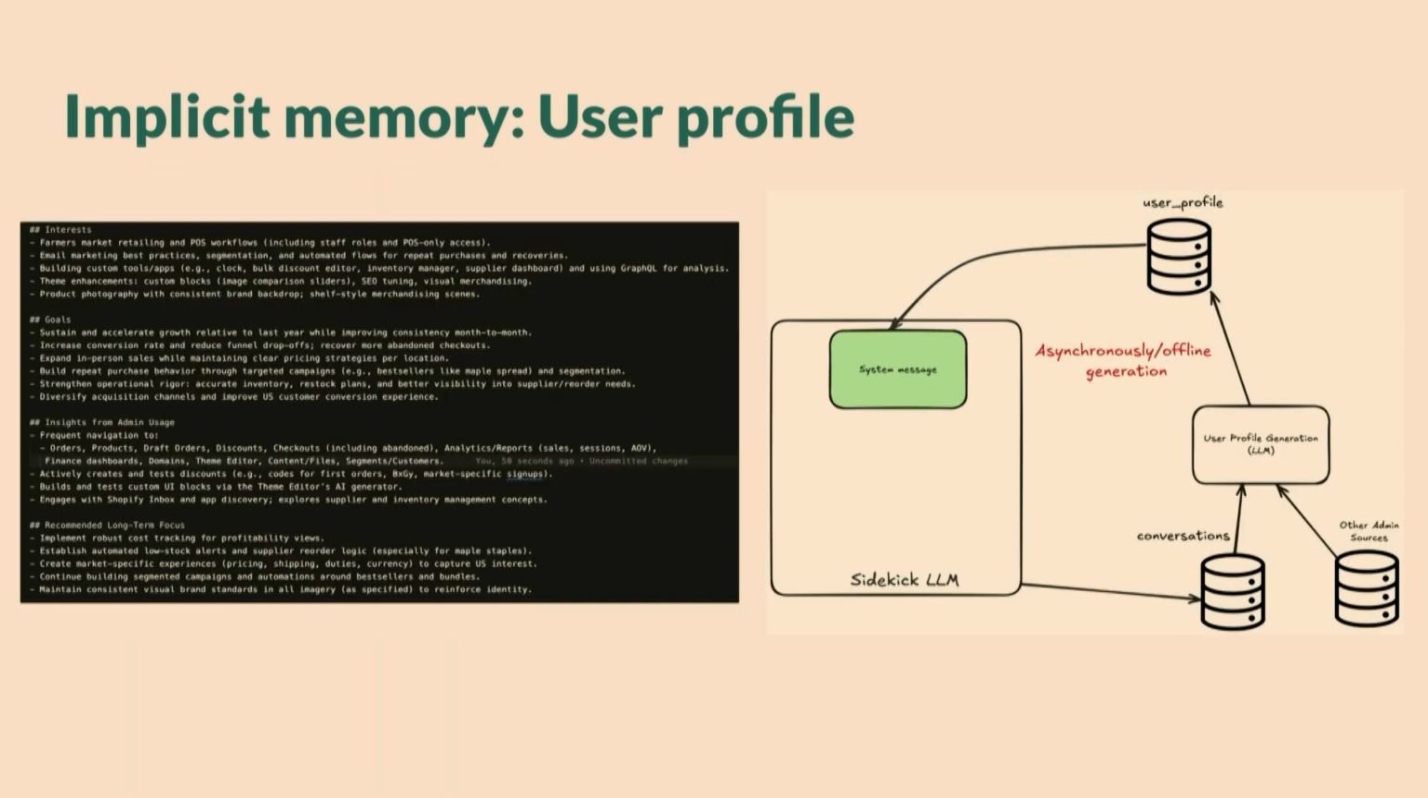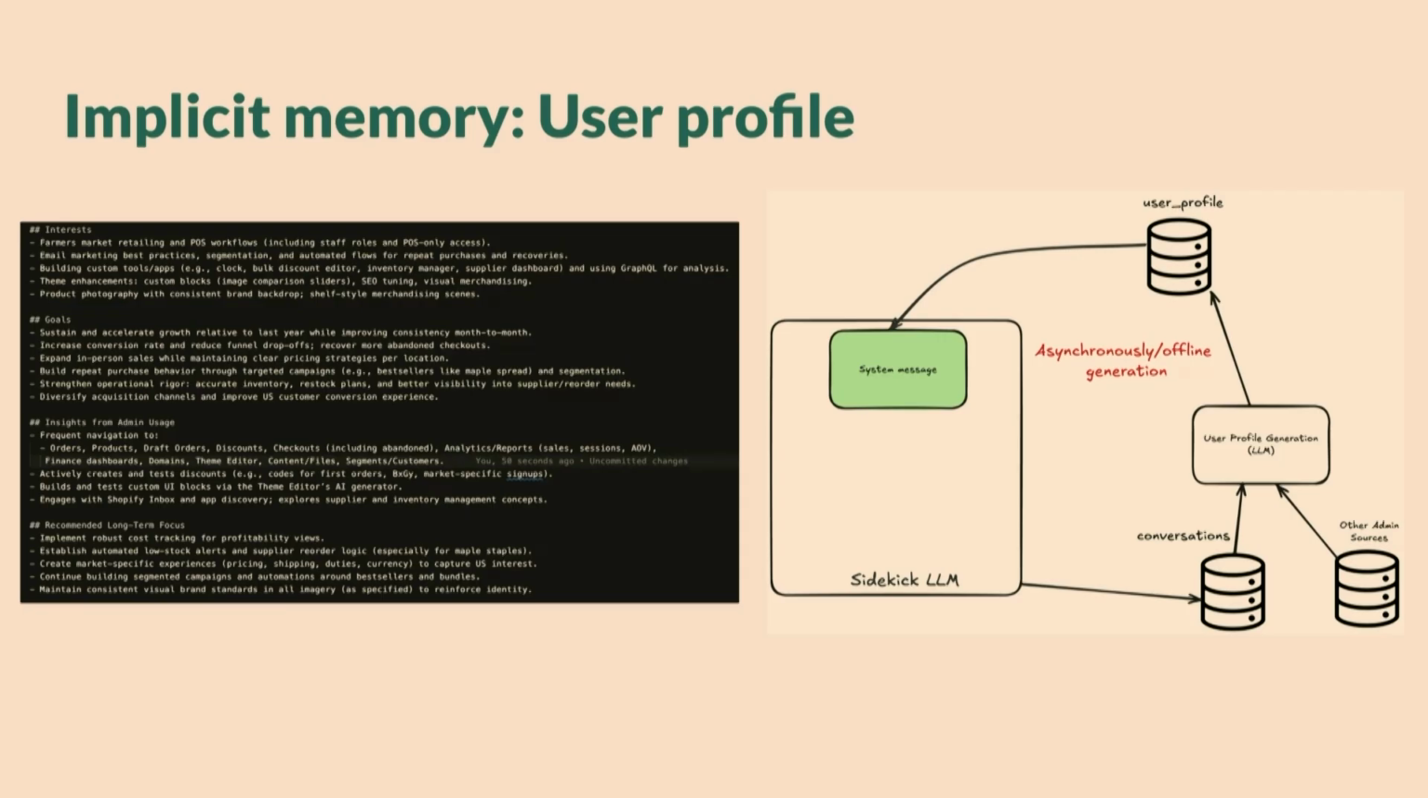The other one is the user profile, and we call it implicit memory, because the user interacts with Sidekick and with Shopify overall, and we are automatically building up a user profile of what they are doing in the background and what's important for them.